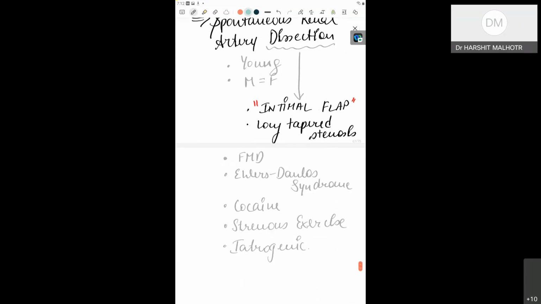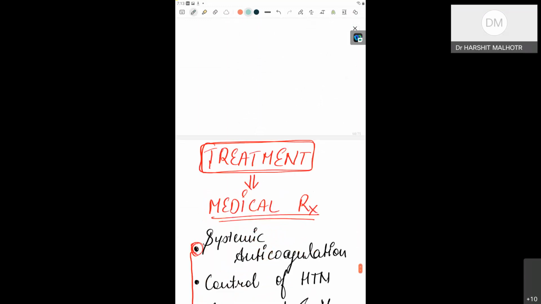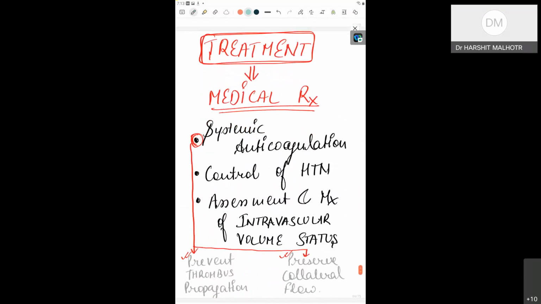Diseased vessels can be because of congenital connective tissue disorders like FMDs, as I discussed earlier. Also, Ehlers-Danlos syndrome, a collagen disorder. Cocaine use is commonly seen, in which there is weakening of the intima and hence intimal flaps. Cocaine addicts basically have an incidence of multiple dissections. Strain exercise can cause dissections, and so can iatrogenic injuries because of any of the interventions done for renal arteries per se.